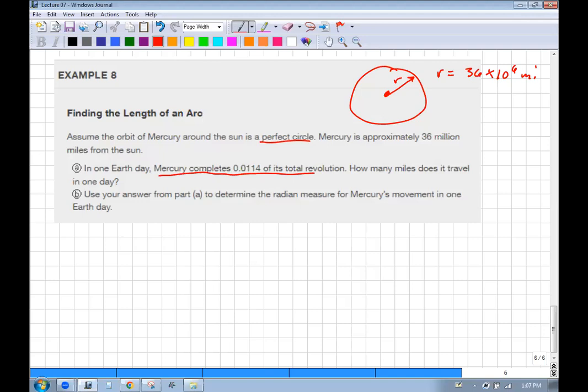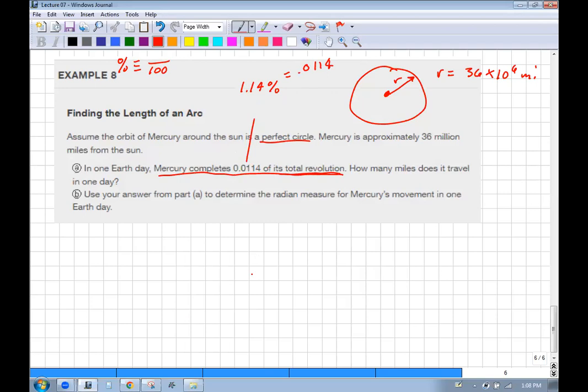Unless you've taken a lot of math, that's just an awkward sounding sentence. Like, what does that mean? What they're saying here is 1.14%, all right? Remember, the percent symbol is just a shortcut for saying over 100. So if you divide by 100, that's what they mean here. They mean 1.14% of its total revolution.